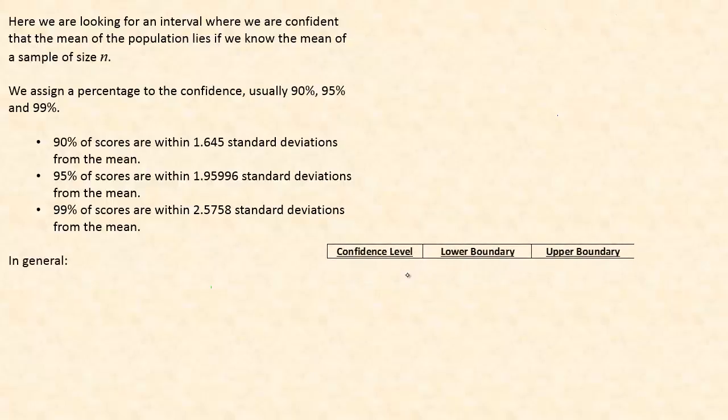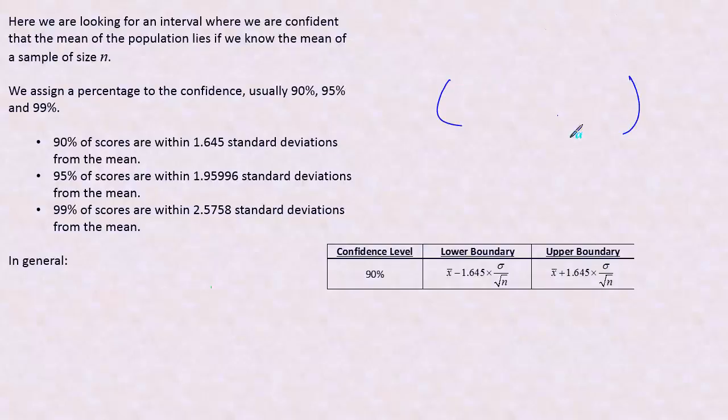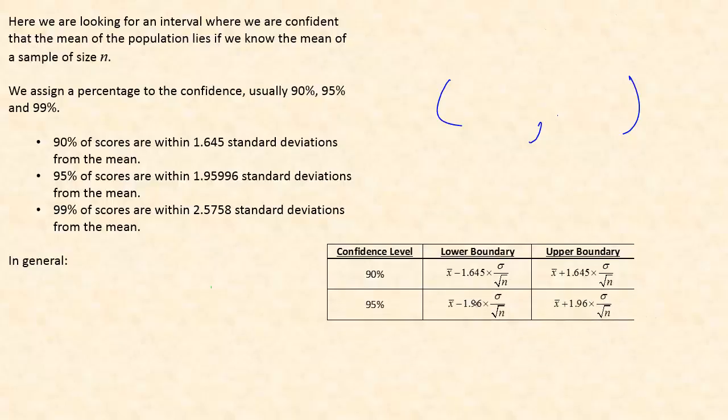In general, if we have confidence level, lower boundary, upper boundary, for 90%, so what we're doing here is creating an interval with x bar at the middle. So we have x bar take away 1.645 times the standard deviation. Now we've discussed the x bar and the sigma over root n before. For 95% we just change the number of standard deviations to 1.96. For 99% we change to 2.58.